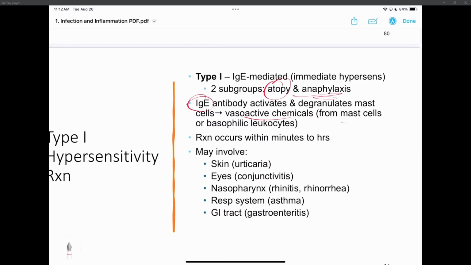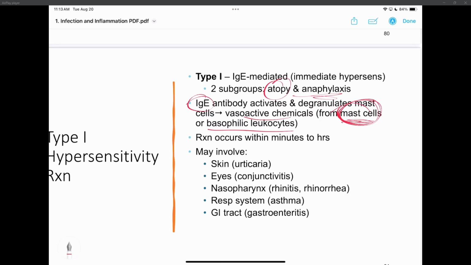Vasoactive chemicals, mast cells or basophilic leukocytes. What do mast cells make? Histamine. What happens when you have an allergic reaction? You start sneezing, snot's running down your nose, right? That's from the histamine that's released, and that's why you take an antihistamine for help with allergies, because it's going to block the histamine response, and you don't get all that leaky fluid.